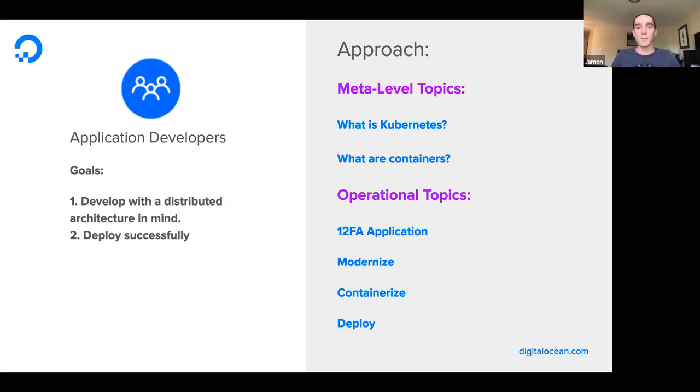In terms of operational tasks, like the day-to-day, how do I design a 12-factor application, modernize, containerize, and deploy? Another example would be, how do I make sure that my application is stateless at this point? So that if my pod gets evicted or there's a failure there, that's okay. A new pod comes and takes its place and a user doesn't lose their data or a transaction doesn't get lost. So again, in scoping things for your audience, it's really important to understand the needs of the group.